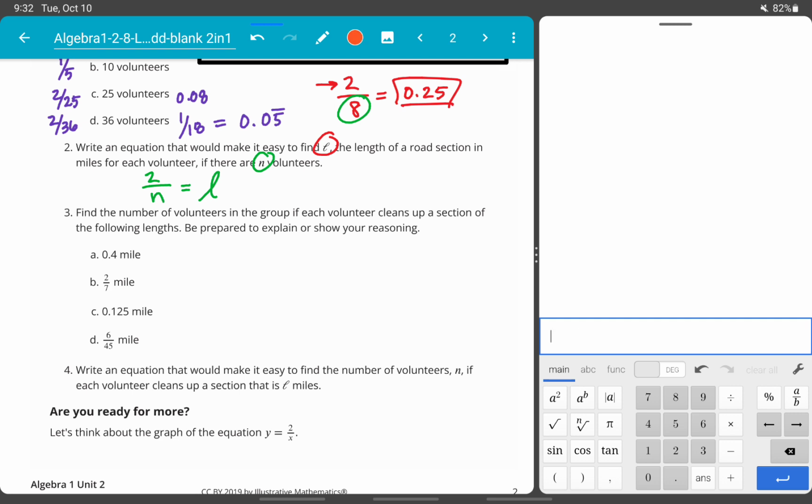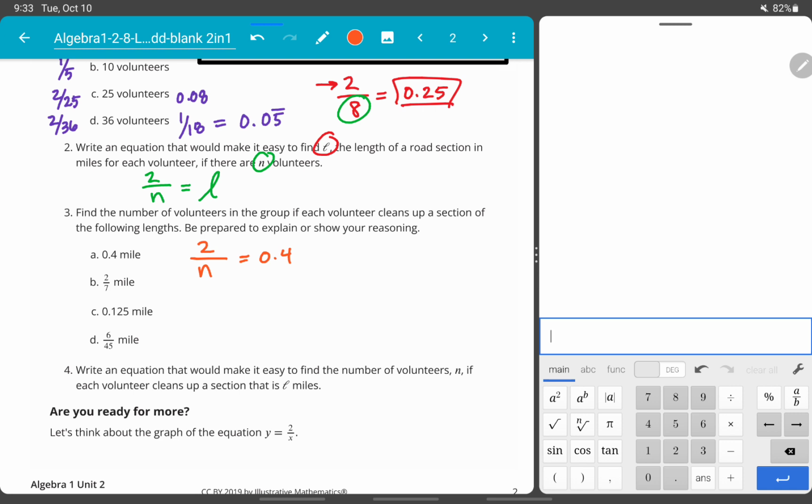Okay, so instead of giving us the number of volunteers, now they're asking for the number of volunteers. So let's take the equation that we had in our answer to question number 2, and substitute in these values for n. So we're going to take 2 and divide it by some number of volunteers. That's going to be equal to 0.4 miles. We don't have to worry about the units. We'll just let those go for now. So I need what number I can divide 2 by to get 0.4.